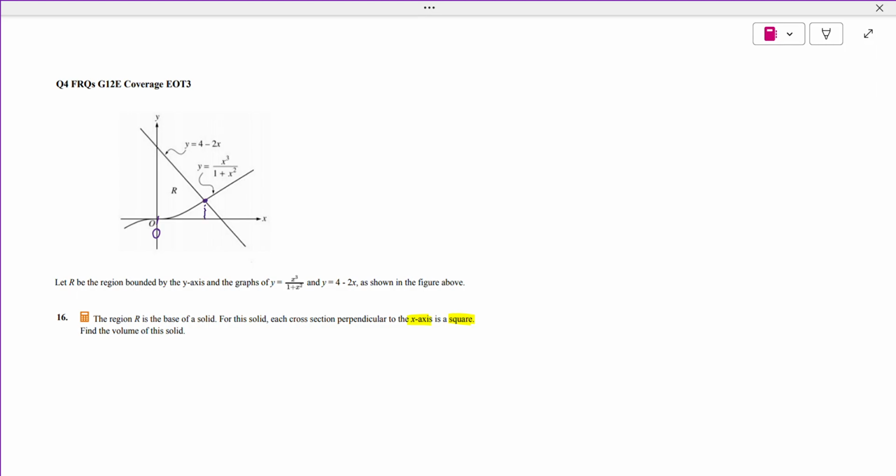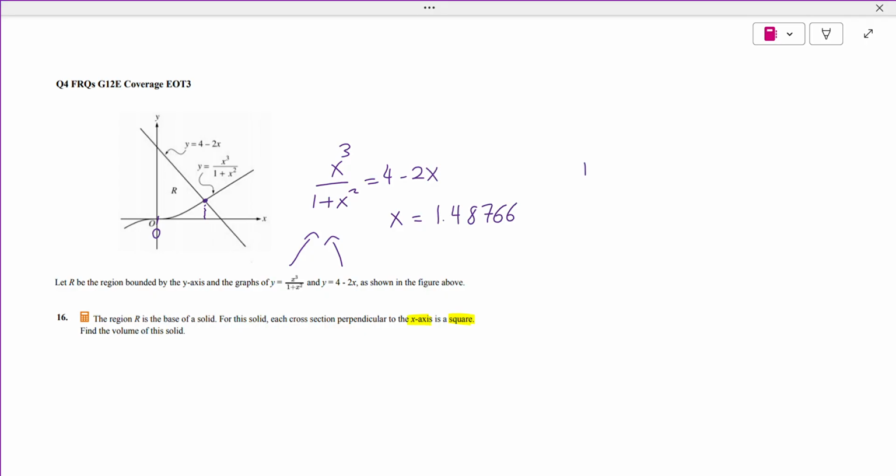So to find this value, you set the two functions equal to each other. x cubed over 1 plus x squared equals 4 minus 2x. You will get x equals 1.48766. So this is the value of x.